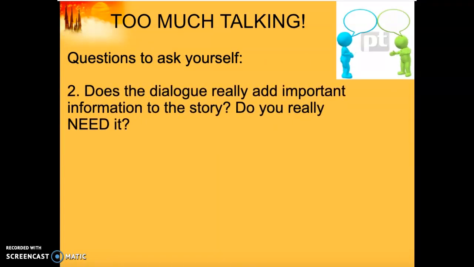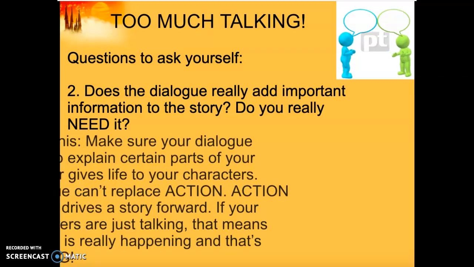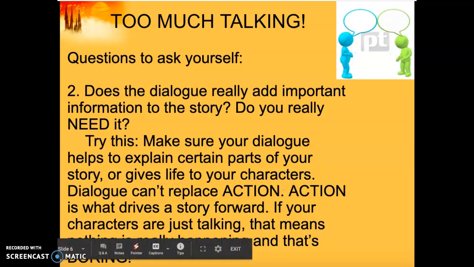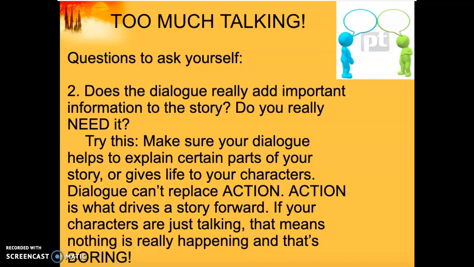Does the dialogue really add important information to your story? Do you really need it? Dialogue is really there to help us hear what the characters are saying, but it cannot replace action. Your dialogue helps to explain certain parts of your story and it gives life to your character, but it can't replace action. Action is what drives a story forward, and if your characters are just talking, that means nothing is really happening, and that can be boring.